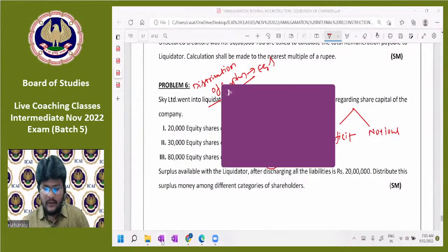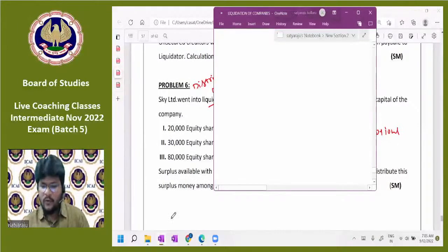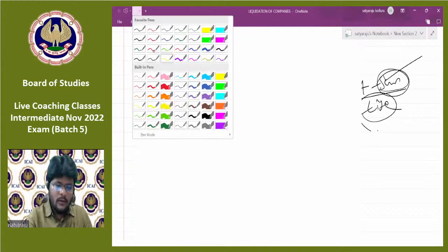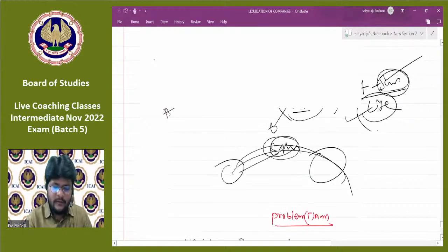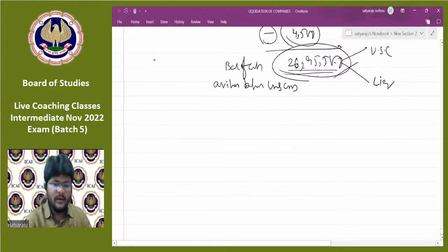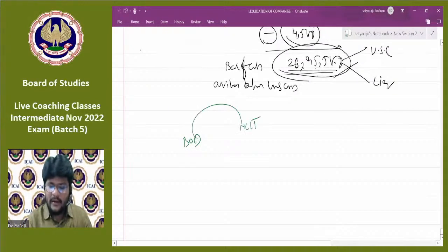And one more thing, the statement of affairs is prepared by whom, sir? It is prepared by the board of directors. Am I right or wrong, guys? It is prepared by the board of directors and ultimately handed over to NCLT. Then NCLT will hand it over to the liquidator.